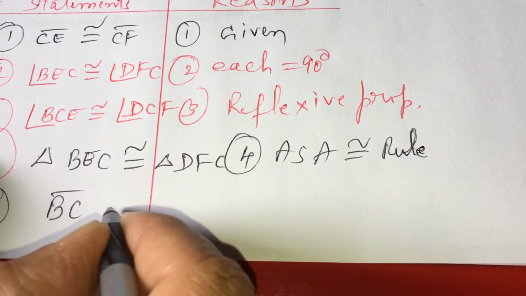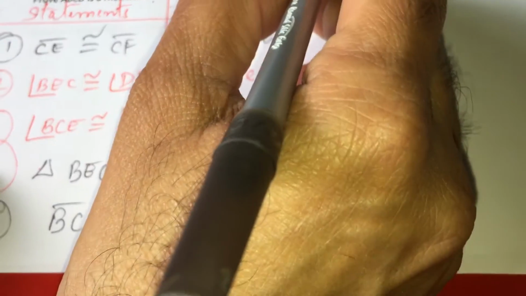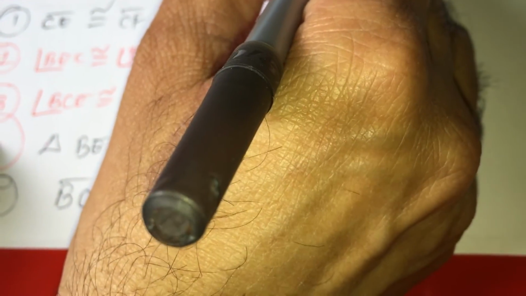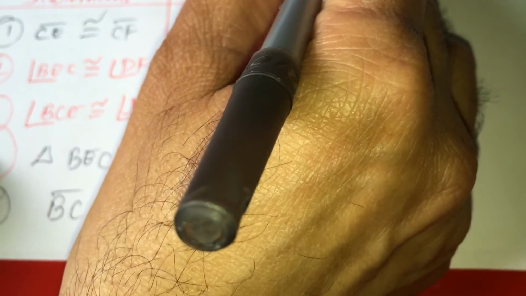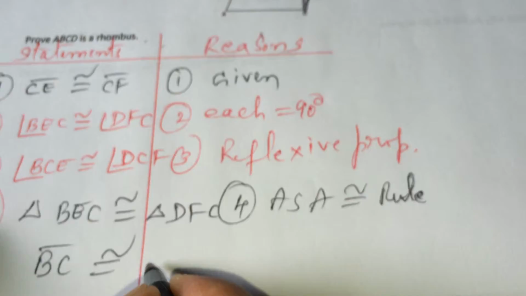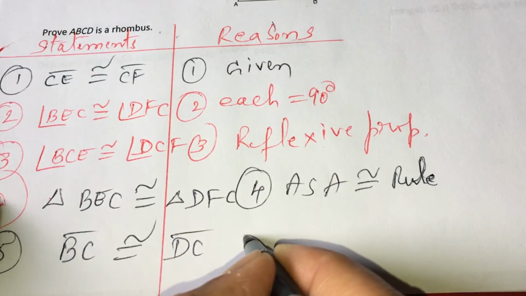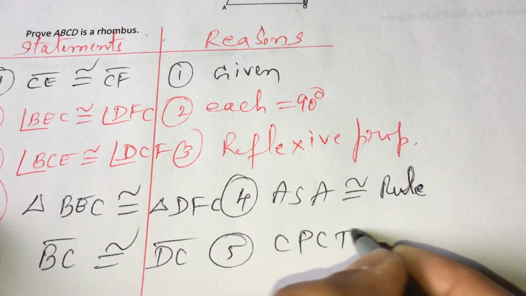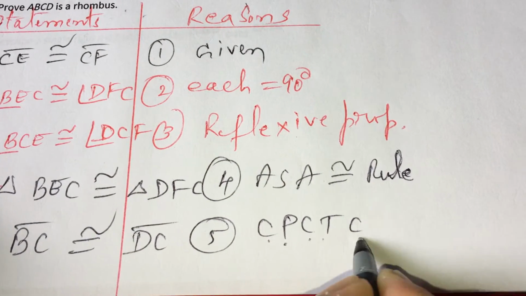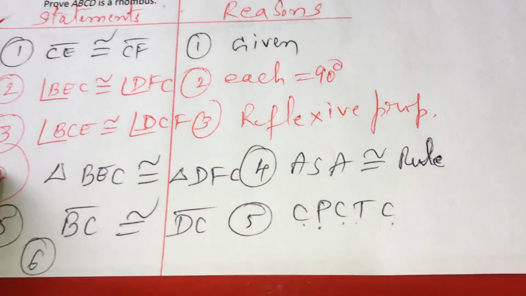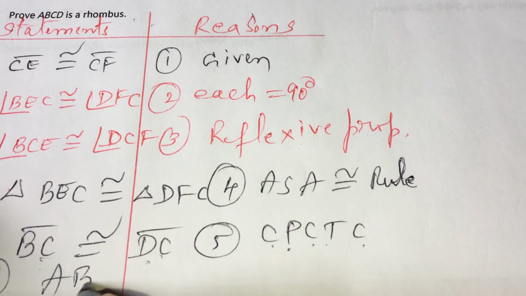Now once we have proved two triangles are congruent, their corresponding sides are congruent. This BC is corresponding to, because BC is opposite to the right angle, that is the hypotenuse in this right triangle. In the same way, for this right triangle, the opposite side is DC. Therefore, they are congruent because of CPCTC. That means corresponding parts of congruent triangles are congruent. That is the reason.